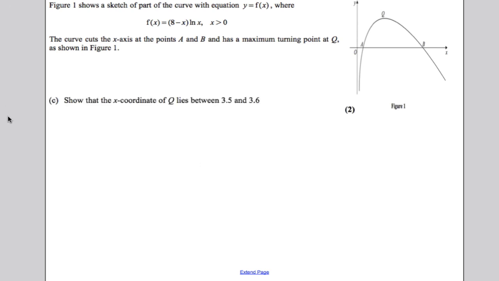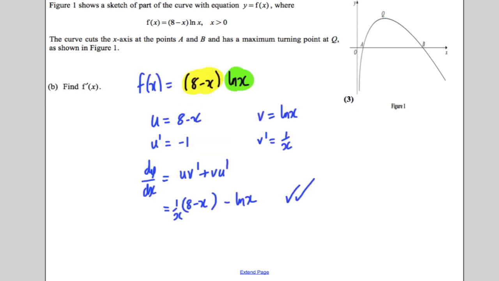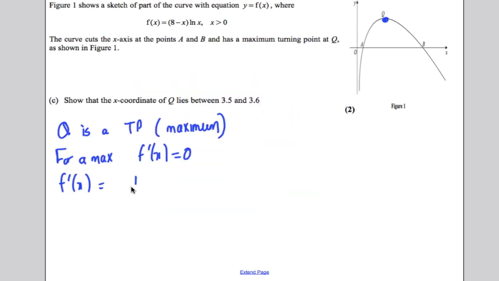It says show that the x-coordinate of Q lies between 3.5 and 3.6. Now look at Q. Tell the examiner what you're doing. Q is a turning point. In fact, it's a maximum. So for a max, you know that f dash x is equal to 0. And we have from part B, what is f dash x? Well, f dash x is 8 subtract x over x, and then subtract ln x.